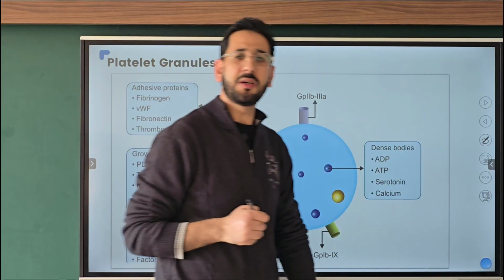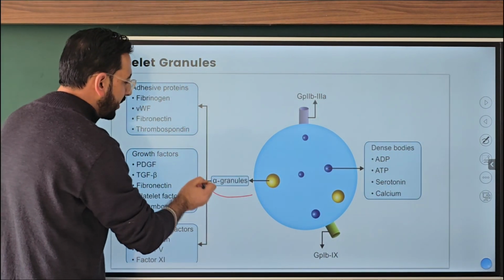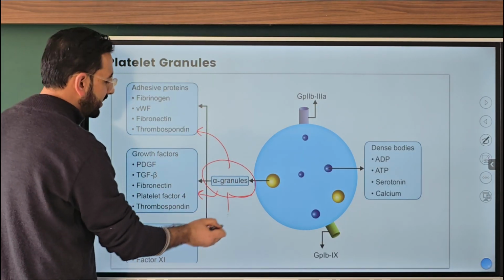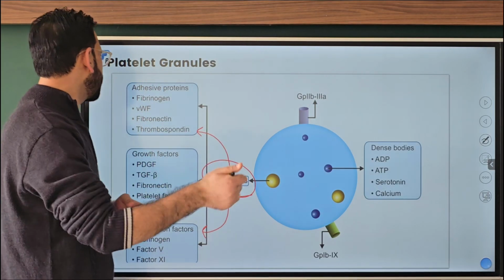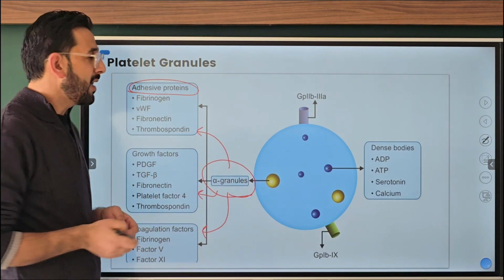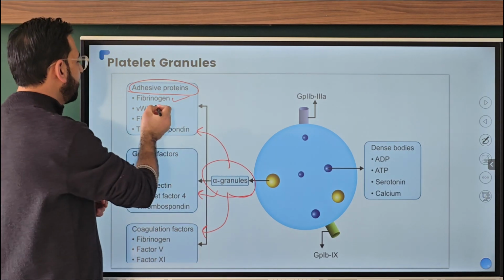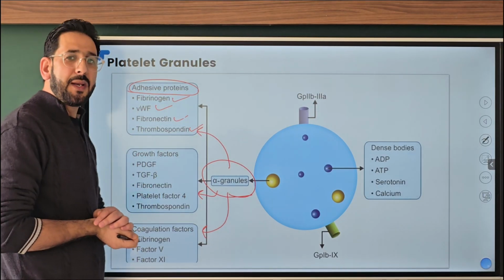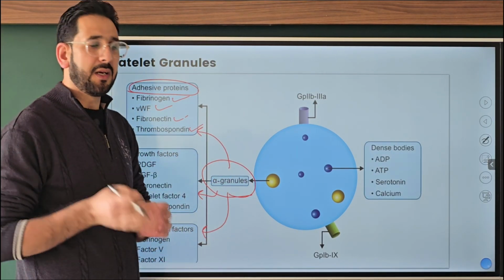Now, when we talk about the contents of these granules, the alpha granules contain protein substances. For example, they contain adhesive proteins: fibrinogen, which helps in platelet aggregation, von Willebrand factor, fibronectin, and thrombospondin. They help in platelet adhesion during the formation of the platelet plug.